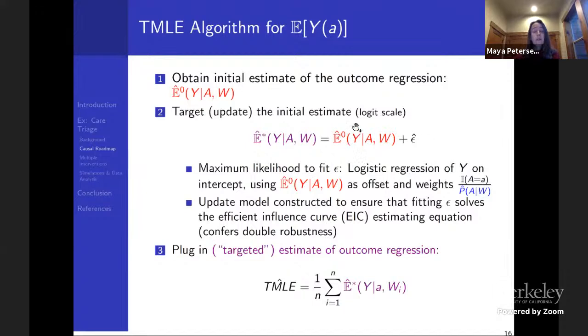As we also heard about yesterday, really thinking about where this comes from, this model is constructed to ensure that by fitting epsilon in this way, we're going to end up with an updated estimate that solves the efficient influence curve estimating equation, which is something we want, a necessary condition for having an efficient estimator. So then we get our targeted estimate of the outcome regression, and we plug it in, just as we would with the GComp estimator, to get our final estimate.